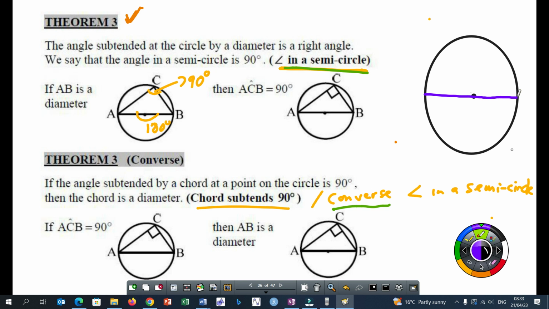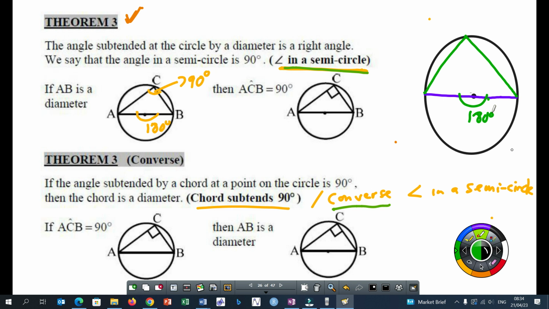I hope you know that the angle along a straight line is equal to what? 180 degrees. So if I join this point to another point on the circumference, and then I draw another line from there, this is our diameter. The angle here is 180 degrees. It's an angle at the what? Center. So theorem 3, which is based on the diameter, originates from theorem 2.